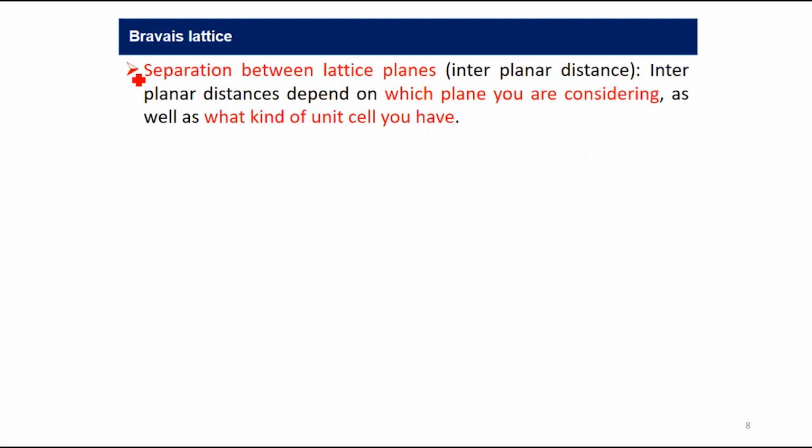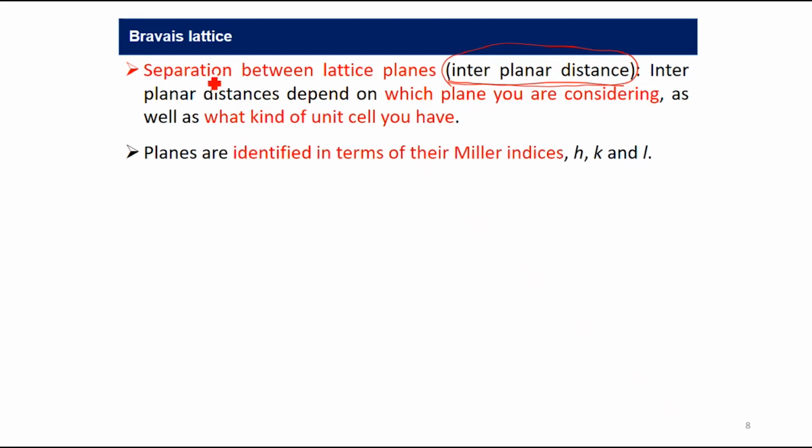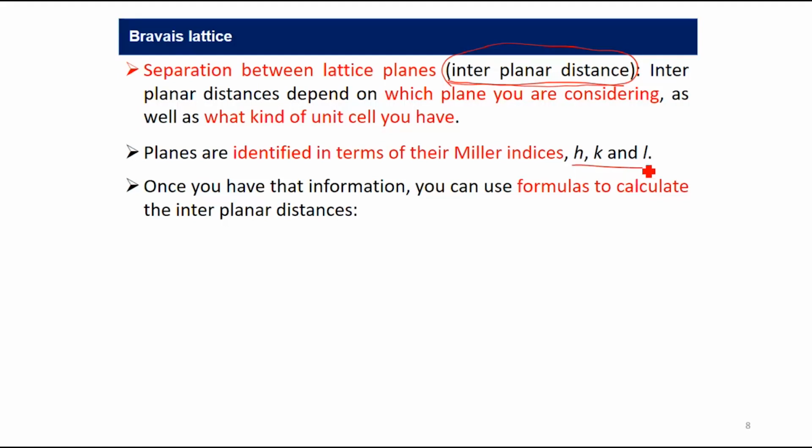Next comes a very important part, which is called interplanar distance. I'm not going to derive these things, but I'm just going to give you some formulas which come very handy in solving questions. So for the NET and GATE point of view, remembering this formula is a good idea. Planes are identified in terms of Miller indices HKL, as we know. Once you have that information, you can use that formula to calculate the interplanar distances.